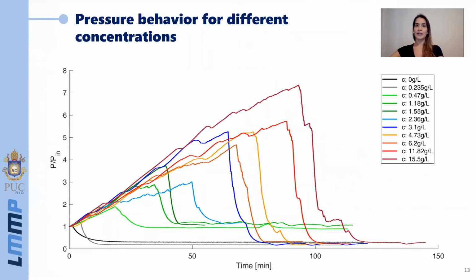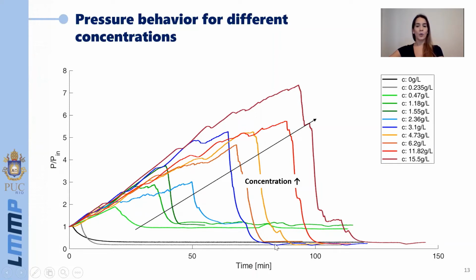So analyzing the pressure behavior for different concentrations, we can see that as we increase the concentration, we also have higher values for maximum pressure. And the pressure increases during the test. And when the gas finds a percolated path and we're not forming lamellae anymore, we have a pressure drop and the pressure stabilizes in these plateaus. Here we have the formation of two plateaus.